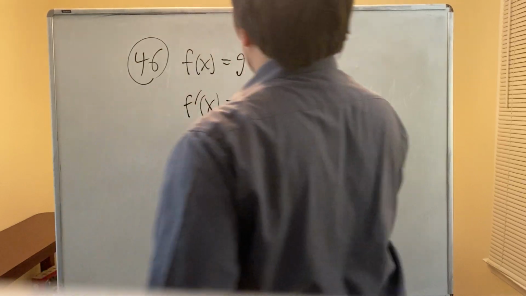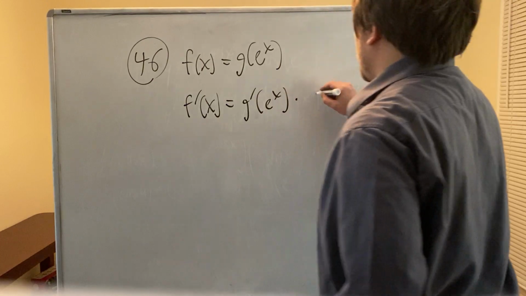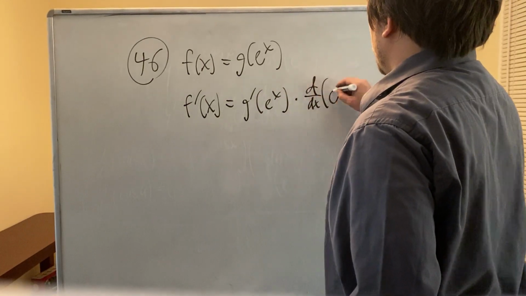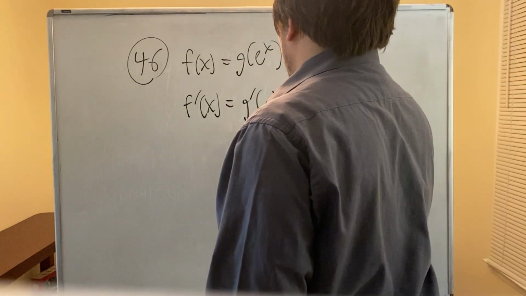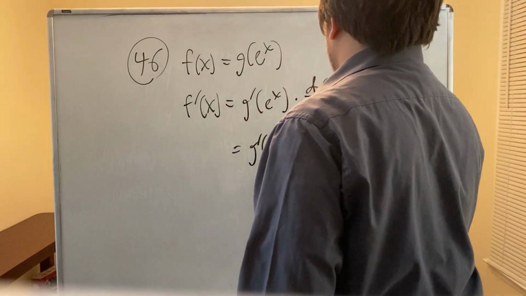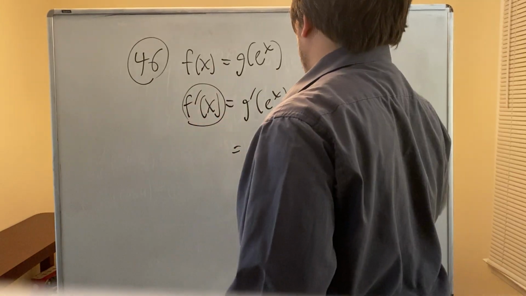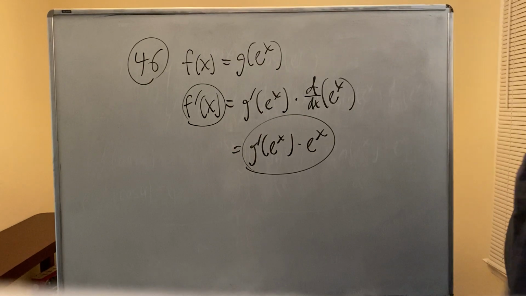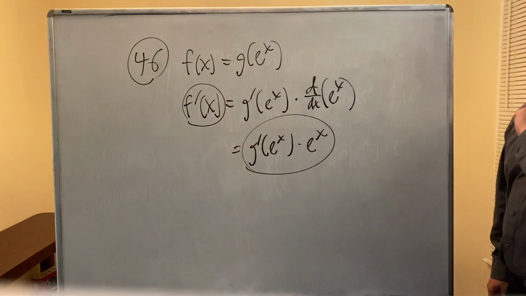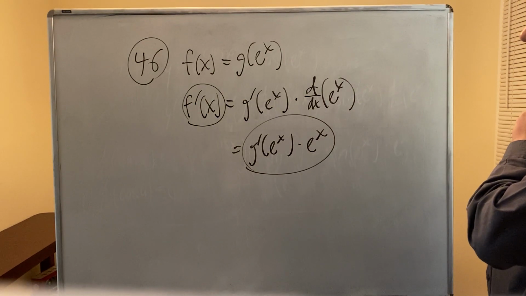So f prime of x is equal to the derivative of g at e to the x times the derivative of e to the x, by the chain rule. And so this is equal to g prime of e to the x times e to the x. And we found f prime in terms of g prime. Okay, that's 46.